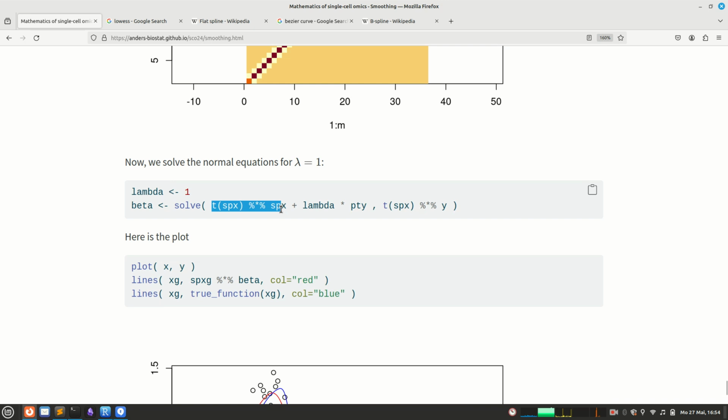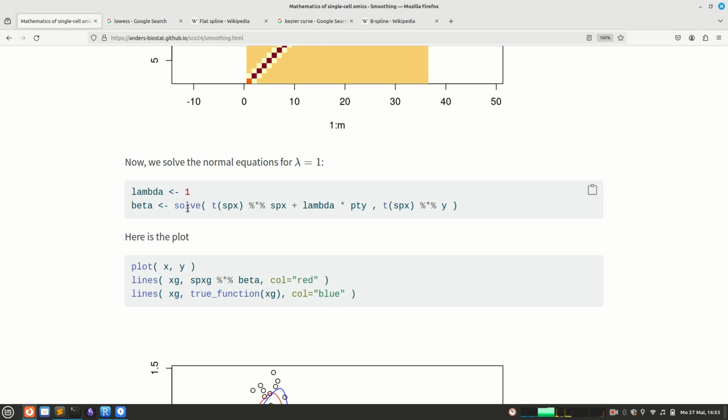X transpose X plus lambda times my P matrix is on the left-hand side of my equation system, and the right-hand side is this vector, and I want to solve this. Note, in many textbooks, you often see something called the hat matrix that says you have to apply your data vector y from the right to this hat matrix, and then you get the beta vector. This is what you don't do.